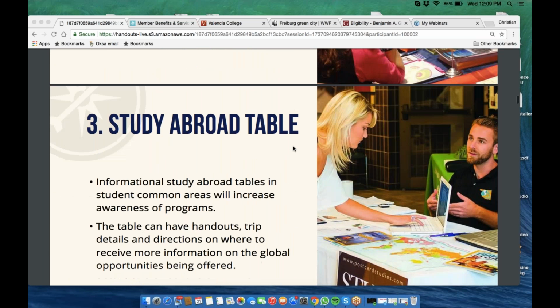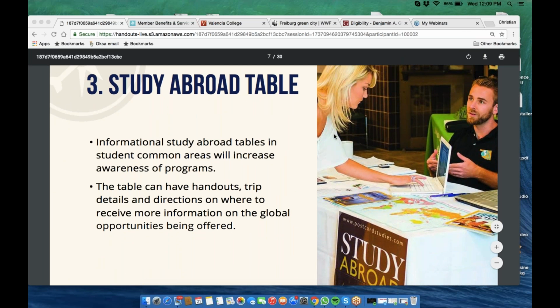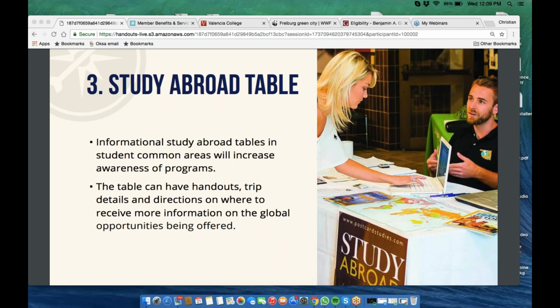Step number 3, study abroad table. I am actually the one featured in that photo. 10 years ago, I was working with the Oklahoma City Community College, assisting them to increase participation, and I would table regularly once a week and answer questions about programs, get students excited to go abroad, and answer any kind of questions to make them feel comfortable, excited, and ready to take on that life adventure.